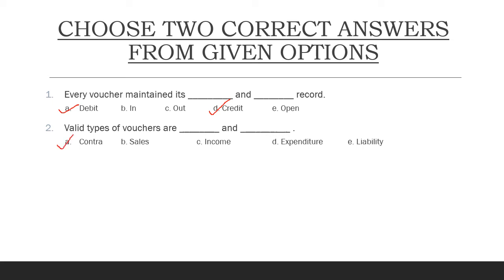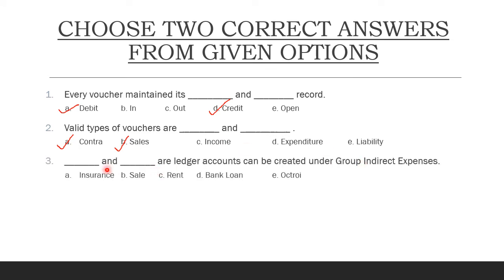Contra: within the bank, if any transaction is done, then that time we are using a contra voucher. And if your company sells anything, then that time we are going to use a sales voucher, right? So these two are the valid vouchers. These 3 are not vouchers at all. Are these three vouchers? No, these are not vouchers. Okay, next.